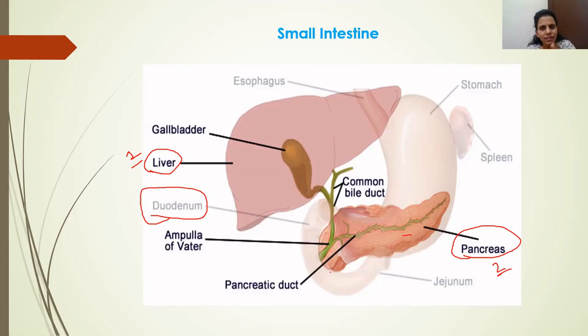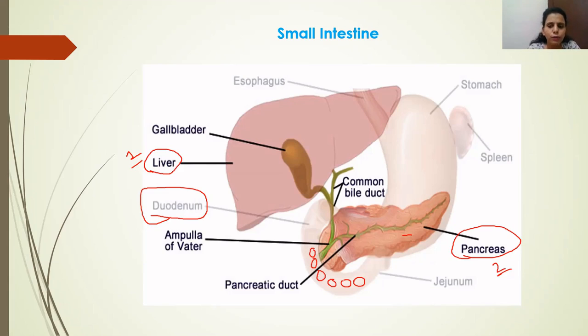Second, we know that in the stomach, hydrochloric acid was released. So this food which is now present in the duodenum is actually acidic in nature. Why is it acidic in nature? Because the food has come from the stomach, and in the stomach, the food was mixed with the hydrochloric acid. This we have already discussed in the previous video.